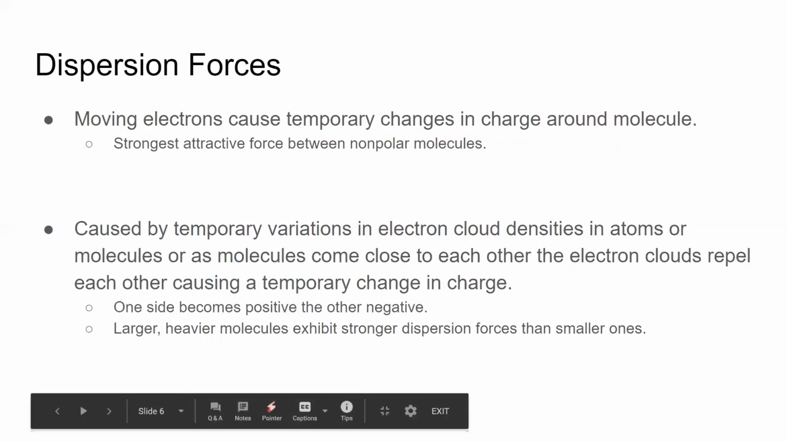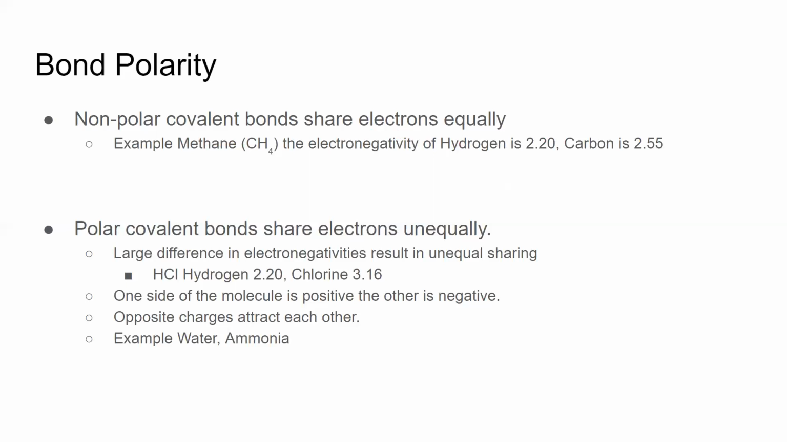So an example would be methane, CH4. Electronegativity of hydrogen is 2.2. There's no units right there for now. And carbon is 2.5. With electronegativity, in this case, we're looking at a difference of about 0.3.